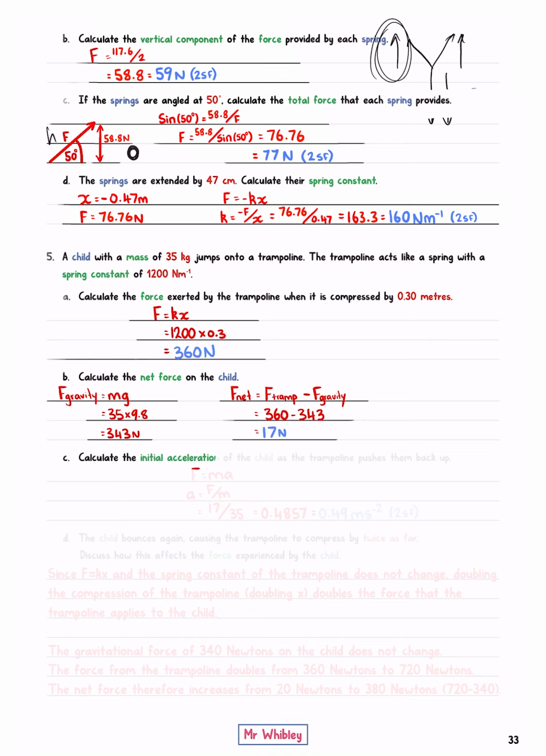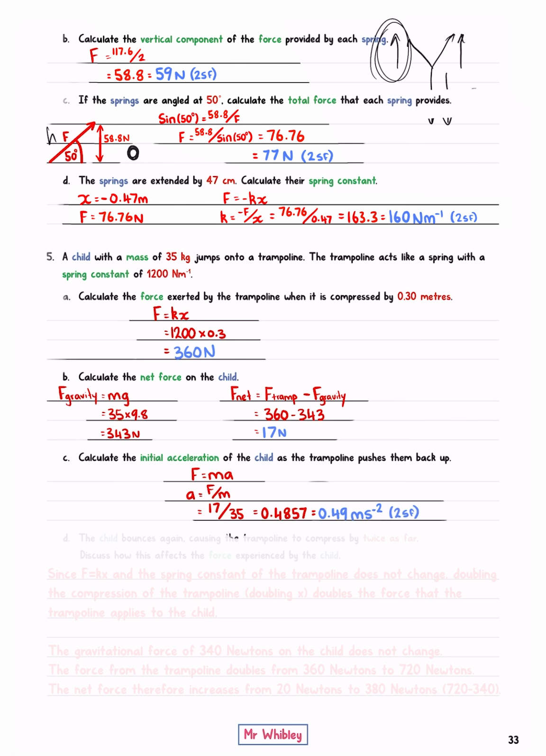Calculate the initial acceleration of the child as the trampoline pushes them back up. For this, we can use F equals ma. Solving for our acceleration gives me F over m. Putting our numbers in gives us 0.4857, or 0.49 meters per second squared to two significant figures.